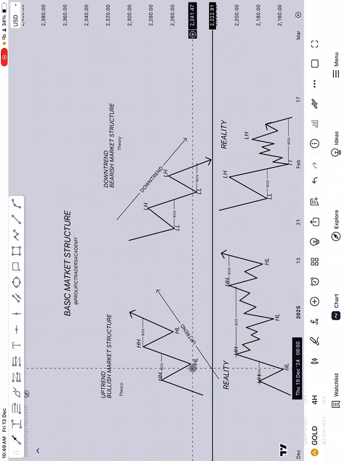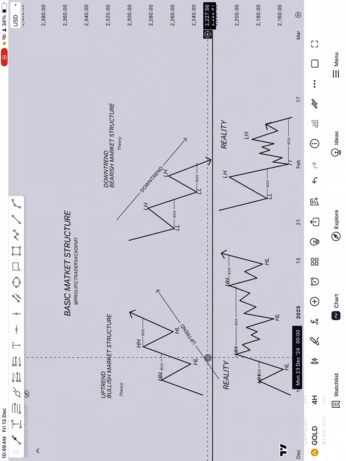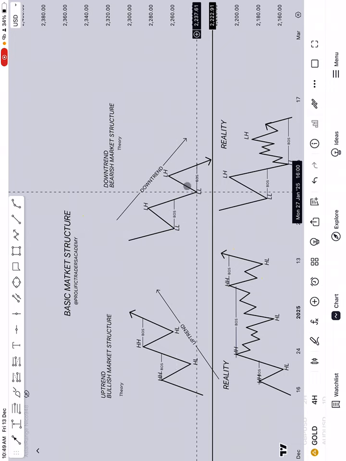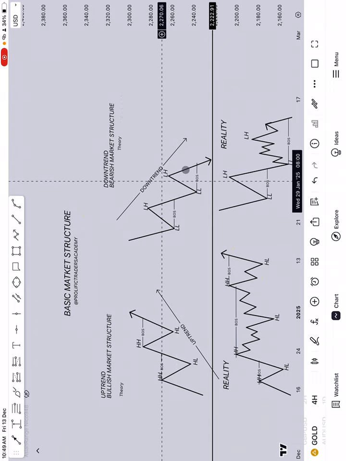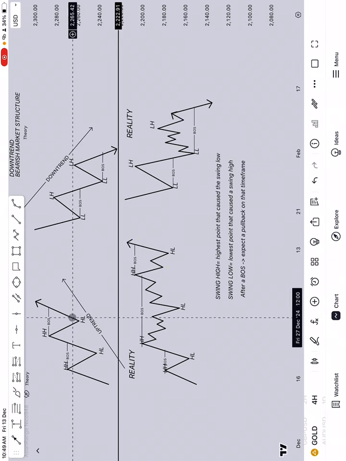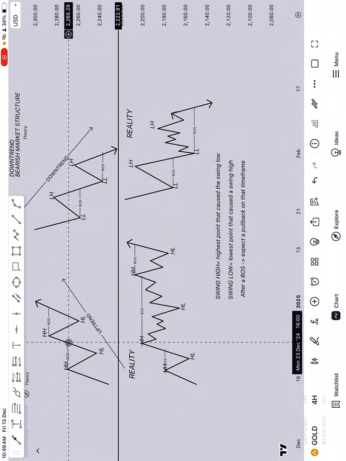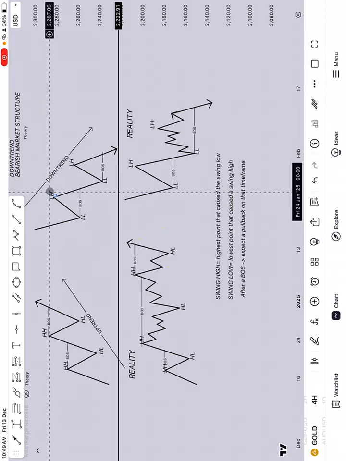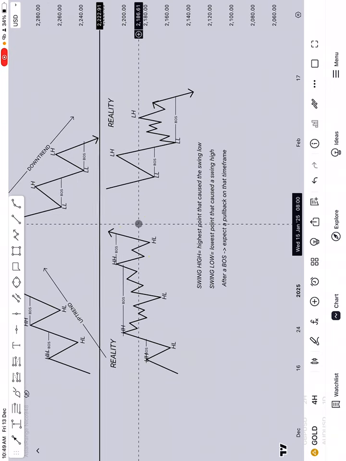Now, an uptrend is made of what? Higher highs and higher lows. That's what makes up an uptrend. A downtrend is made up of what? Lower lows and lower highs. That's what makes up a downtrend. Now remember, a higher low is confirmed only after a break of structure, and a lower high is confirmed only after a break of structure.